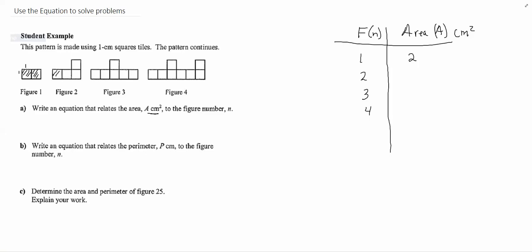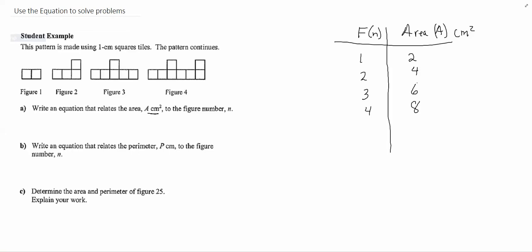Now I have 1, 2, 3, 4. Let's do the next one. 1, 2, 3, 4, 5, and 6. And 1, 2, 3, 4, 5, 6, 7, and 8. And so we can see that we've got a nice pattern again. I'm just going to clean these up because we're going to need them again shortly.